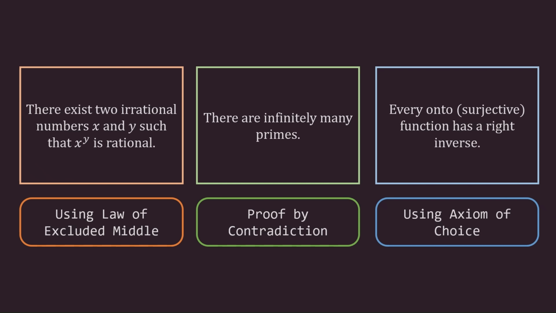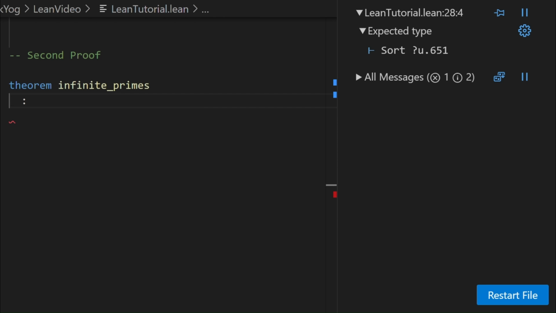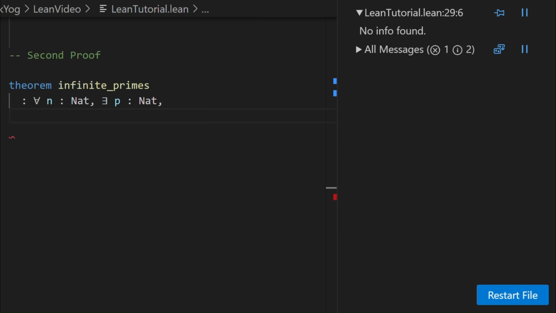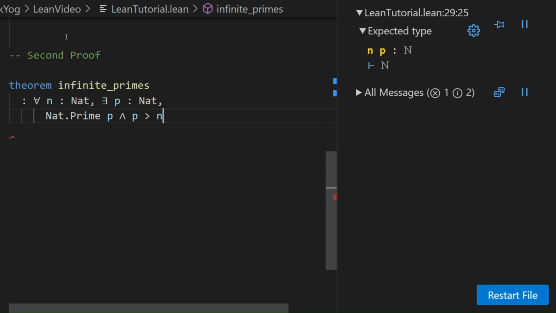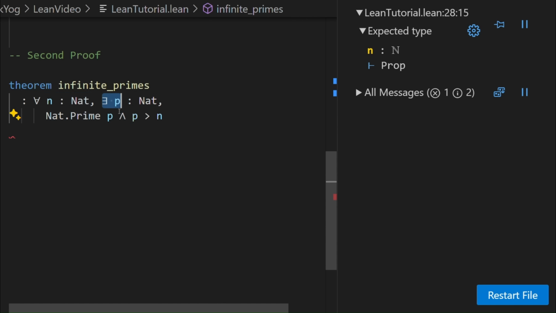The next proof is on the existence of infinite primes. This can be written as: for all n of type nat, there exists p of type nat such that nat.prime p and p greater than n. Essentially, no matter how big a natural number you pick, there will always be a prime number greater than it.